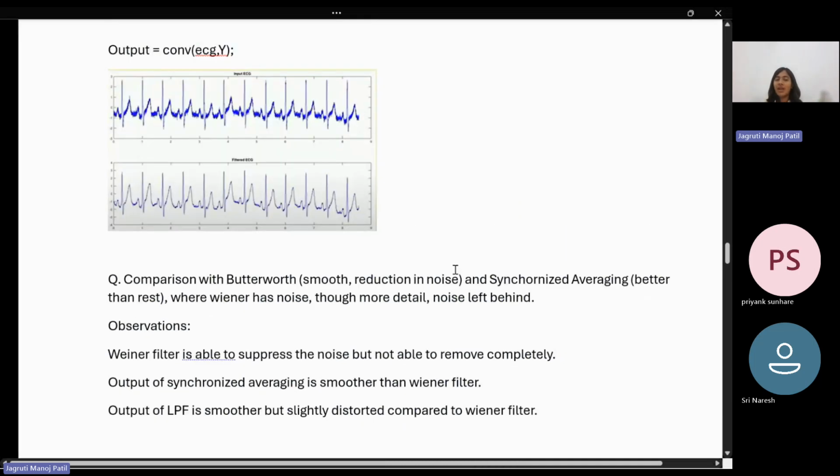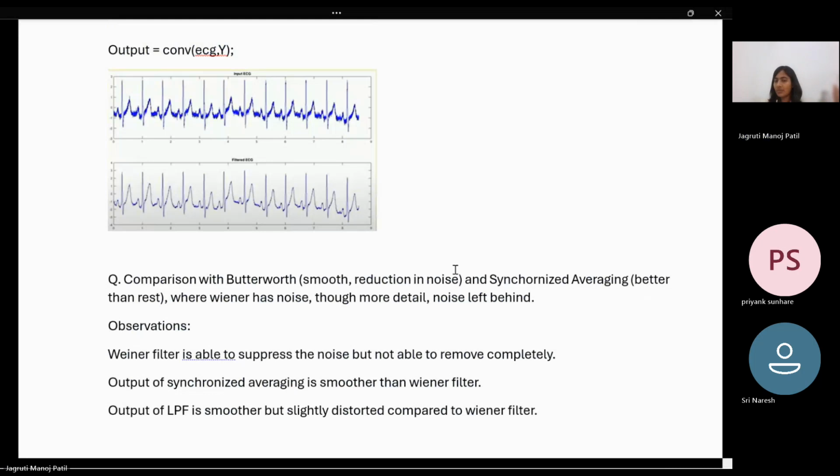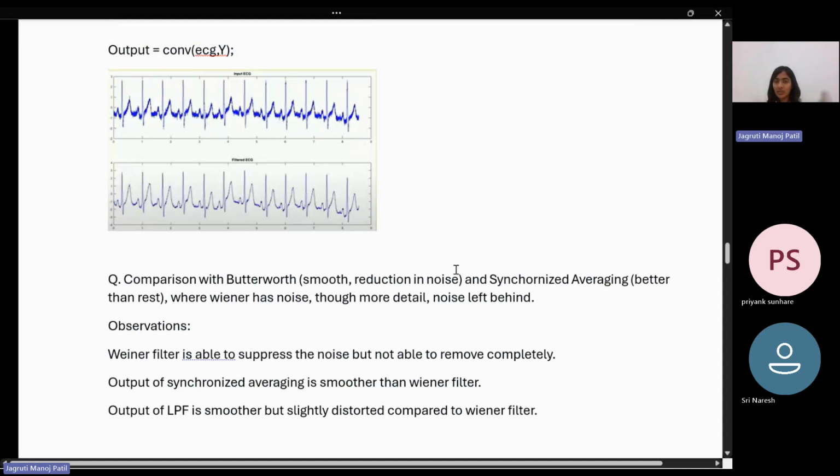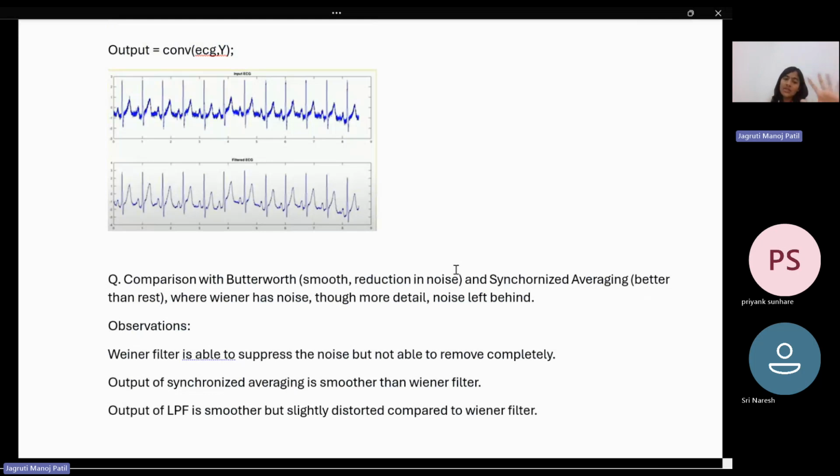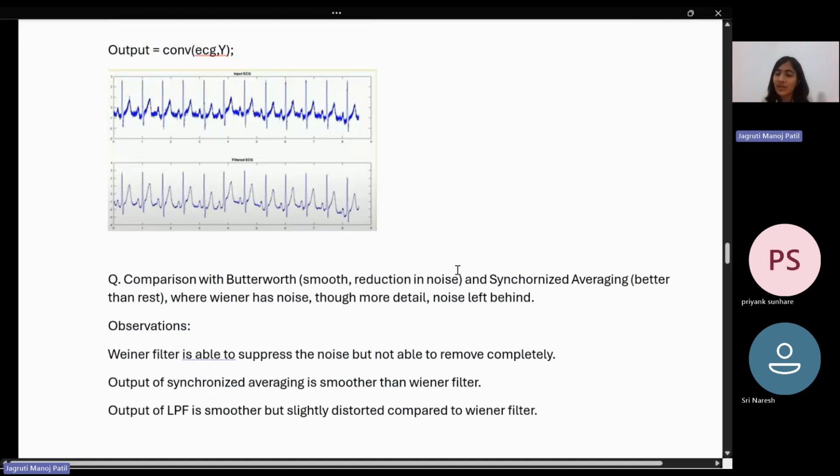So then we try and compare it with the Butterworth filter, then synchronized averaging, and the Wiener filter. We have already implemented the Butterworth filter and the synchronized averaging. What we see is that the Butterworth filter gives a smoother output and noise has been reduced, but when we compare the Wiener with Butterworth, it has a bit more detail, but noise has been left behind. When we do synchronized averaging, now we all know that averaging is also a type of low pass filter.